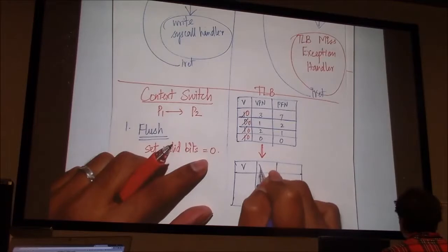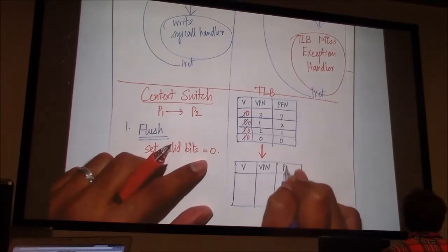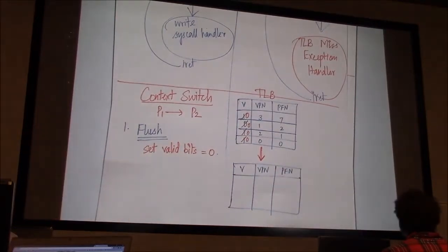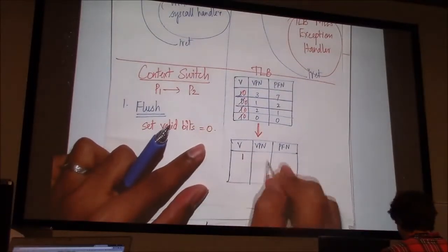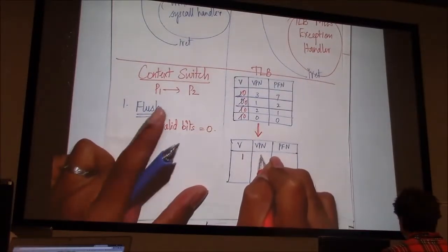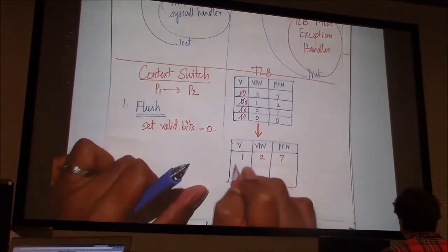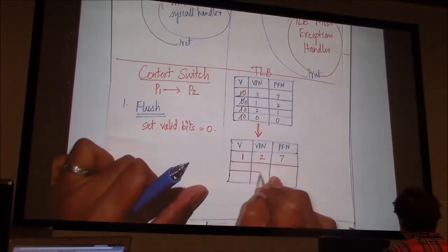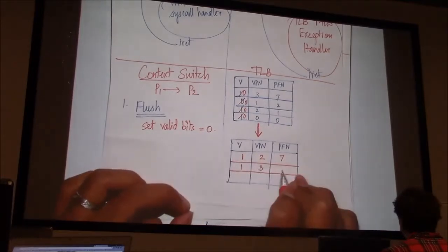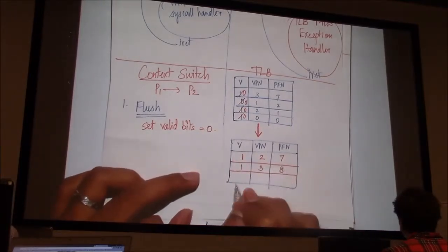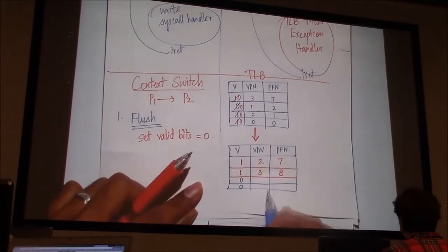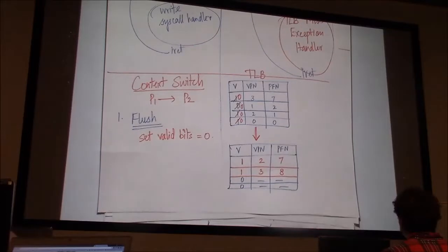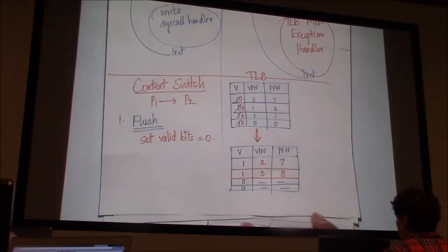let's assume as of now process 2 only needs just two virtual pages. It's just accessing two virtual pages. In that case, it may use this particular page. So virtual page 2 can be mapped to 7 for process 2. Then it is maybe using this particular entry also, with valid bit 1. Virtual page 3 is mapping to PFN 8. But the other two entries would still remain 0. And when it is 0, we need not even worry about these particular entries here.